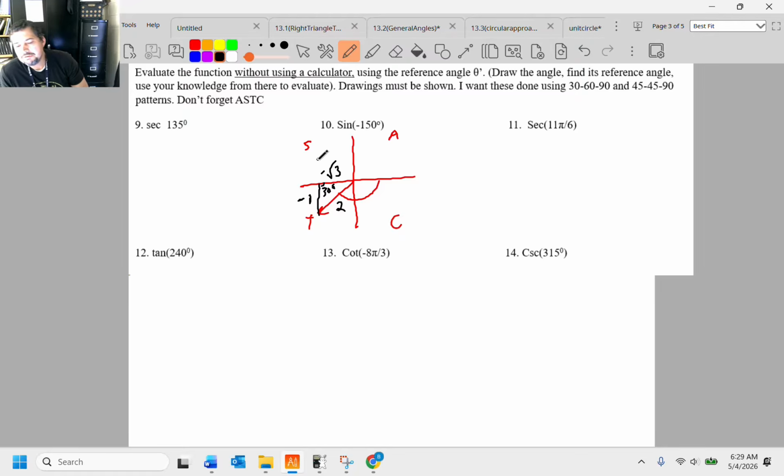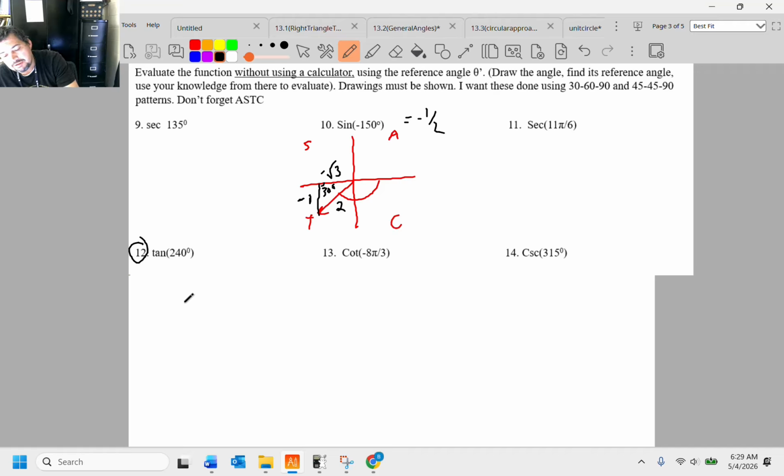Your task here was to find the sine of that angle by using the reference angle. Now, sine is opposite over hypotenuse, so -1/2. The reason we talk about ASTC is because in this quadrant, tangent is supposed to be positive, so is cotangent. Sine is supposed to be negative.